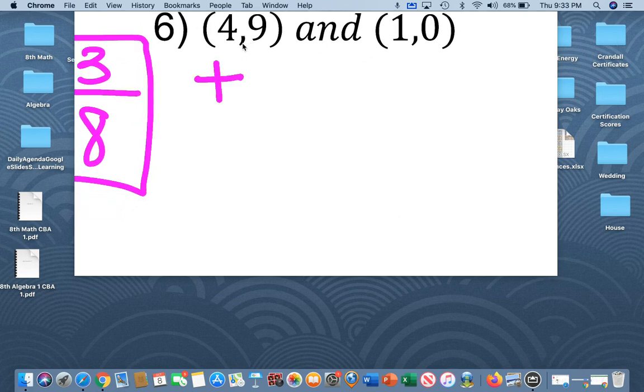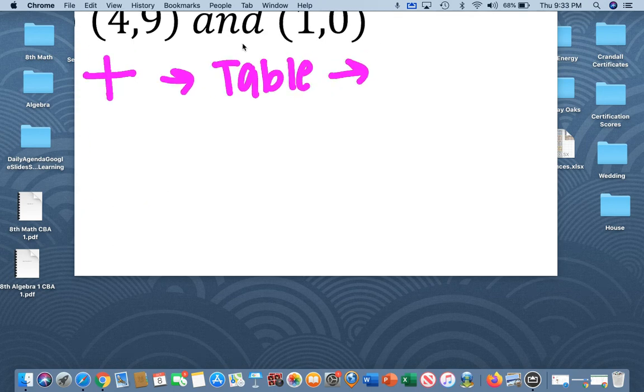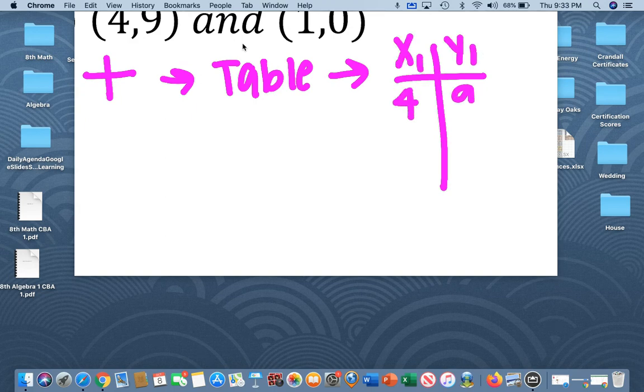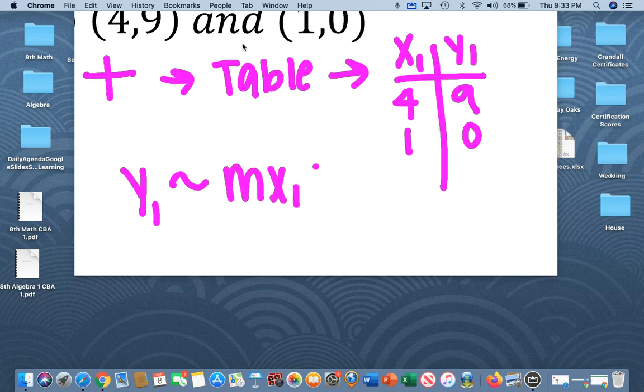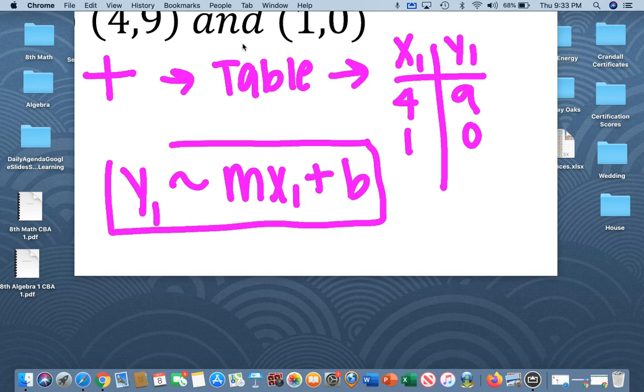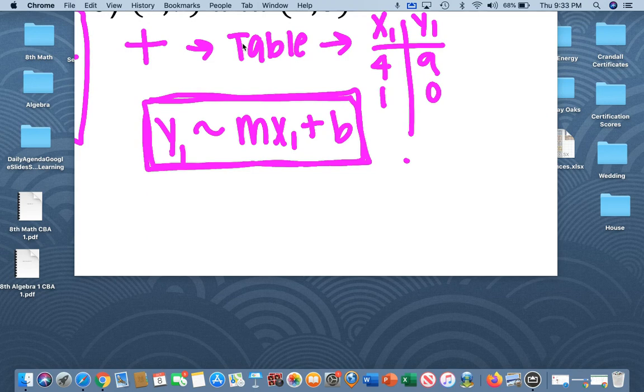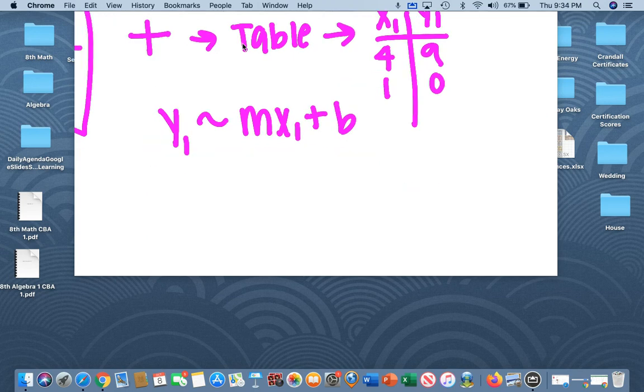And again, all we did was put it in the table. You hit plus button, then you hit table. Then we plugged in, it had our table, it had x1, y1, and we plugged in 4, 9, 1, 0. And then we typed in y1, squiggly, m, x1 plus b. If you remember this right here, you're golden. It does all the slope for you. And again, we got 3. Maybe I should write this in a different color. 3 as our answer.